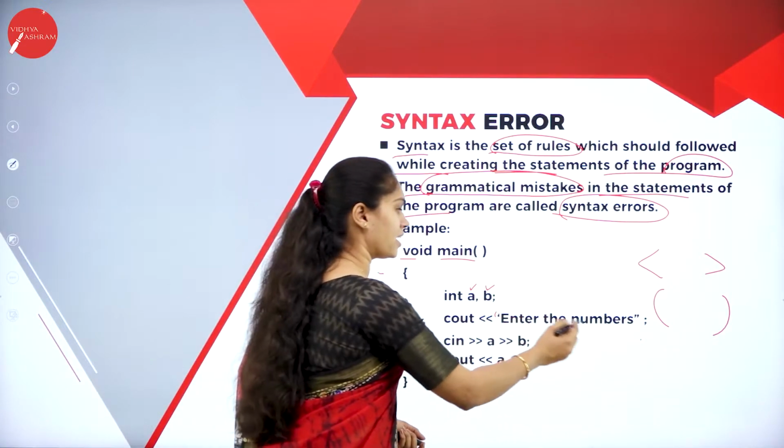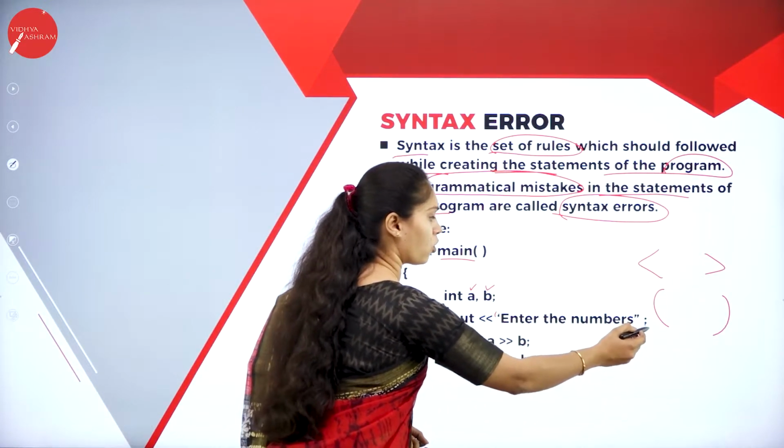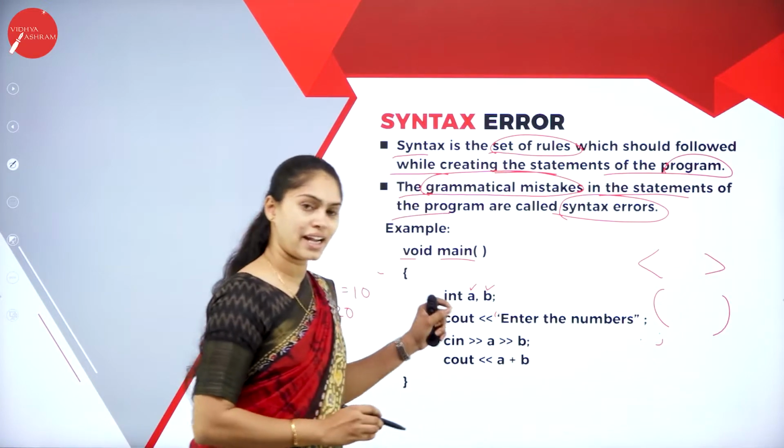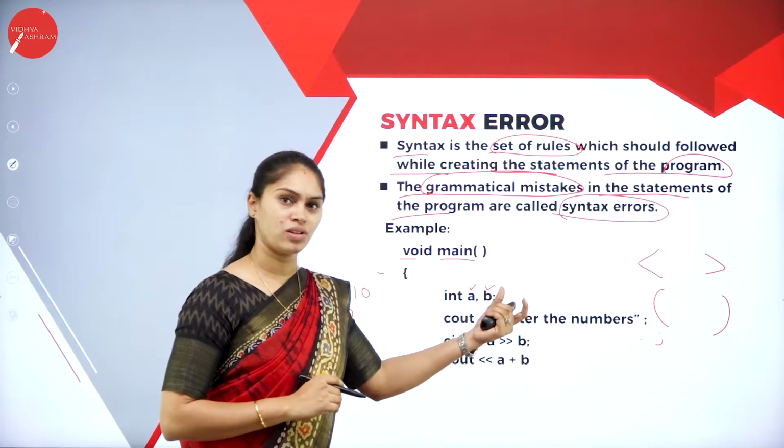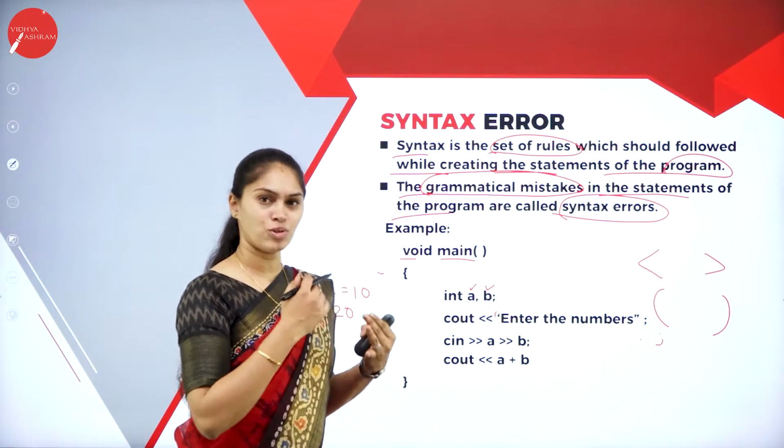Okay, so enter the number. It has to end with a semicolon. This semicolon indicates the termination of a given line. So now I have taken an output. Then which is the next stage? I have to accept the input.